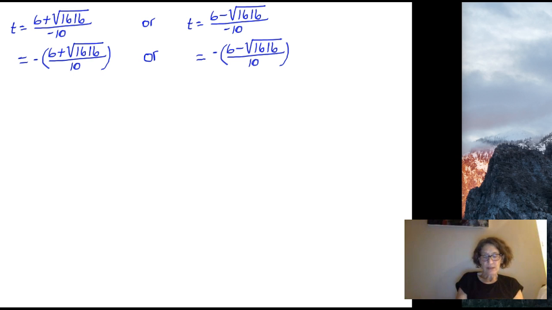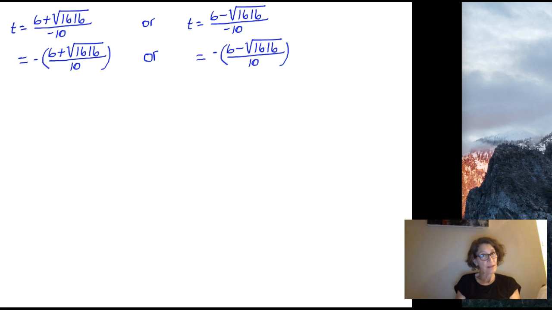Now, when we look at that, we've got 6 inside the parentheses. So we've got 6 plus that radical over positive 10 inside the parentheses. And then there's a minus sign in front of all of that. So inside the parentheses, we clearly have a positive number. And then we have a minus sign in front of that positive number. That means that t is negative.